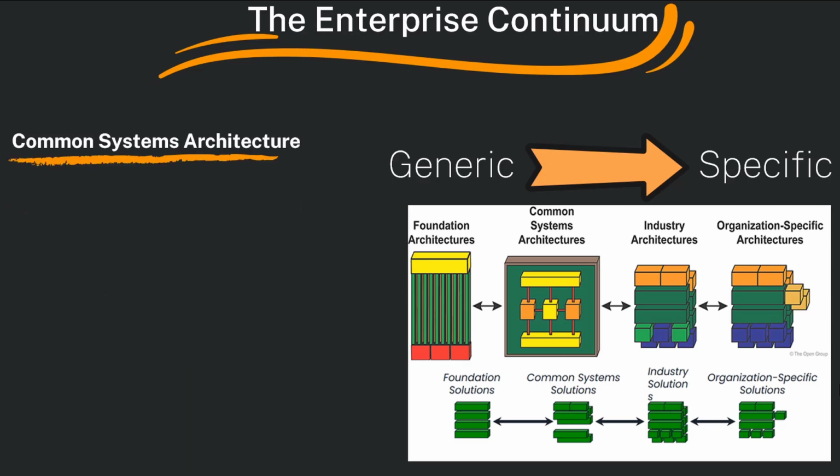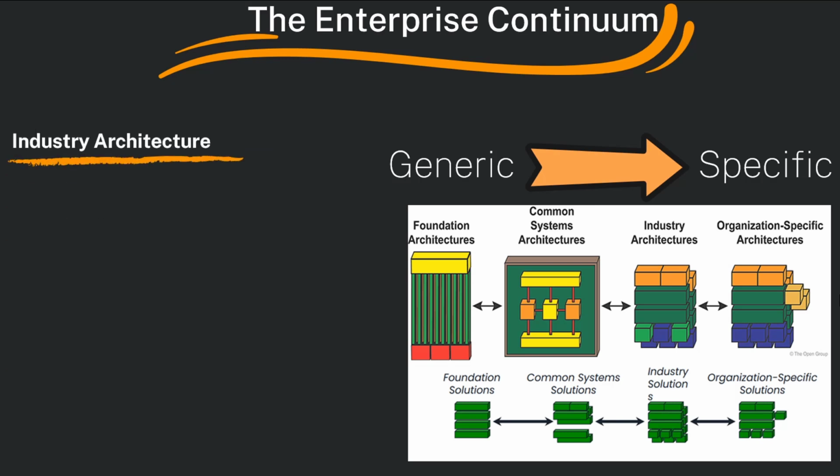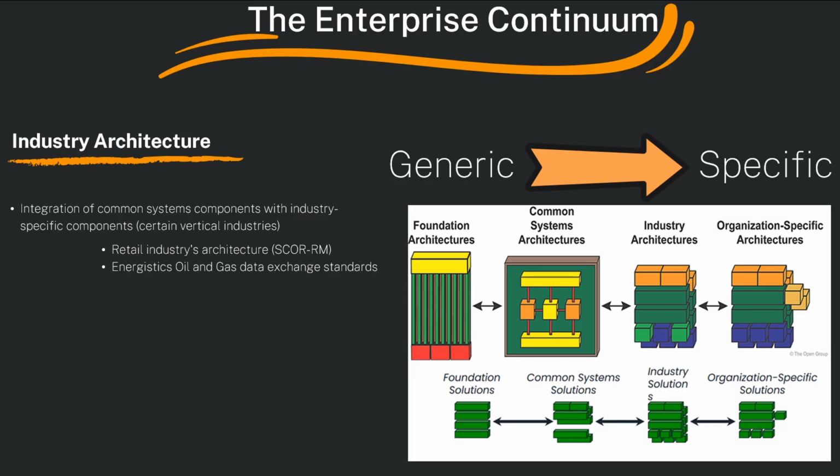Common systems architecture uses foundation architecture to create an architecture useful for building common solutions across a wide number of relevant domains: ERP architecture, security architecture, network architecture, management architecture, operations architecture, integrated information infrastructure reference model. Industry architecture: integration of common system components with industry-specific components, retail industry architecture, energetics oil and gas data exchange standards.